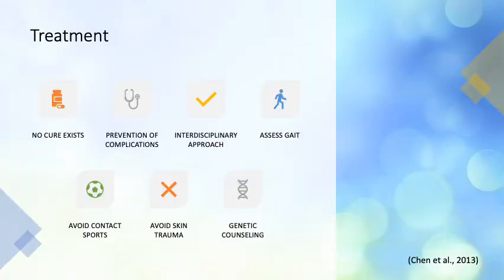Unfortunately, there is no cure that exists for Ehlers-Danlos. The treatment focuses on management and prevention of worsening symptoms. An interdisciplinary approach is needed, usually integrating cardiology, dermatology, orthopedics, PT, OT, and ophthalmology. Assessing gait, avoiding contact sports, and avoiding skin trauma are helpful for protecting skin and vessel integrity. Genetic counseling can aid in helping patients understand their diagnosis.